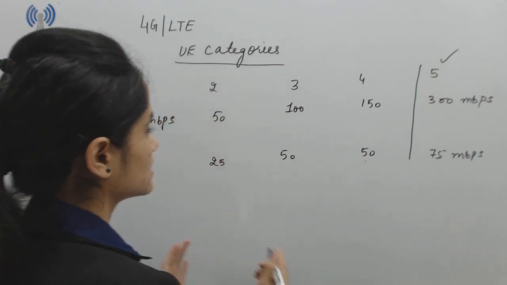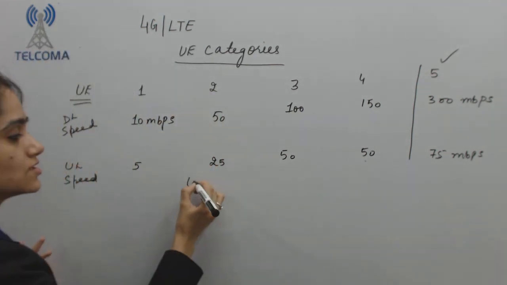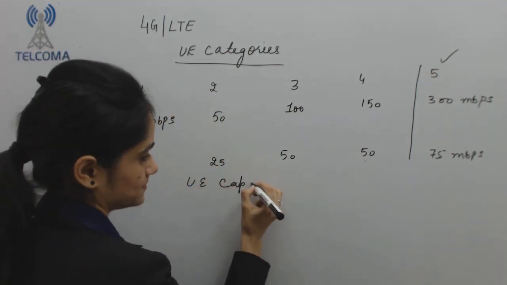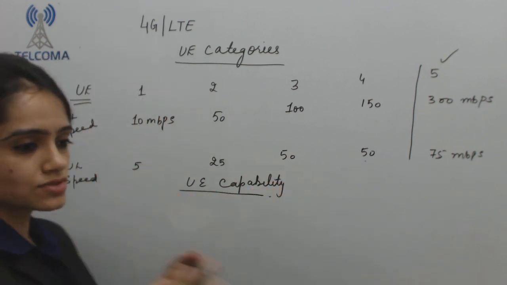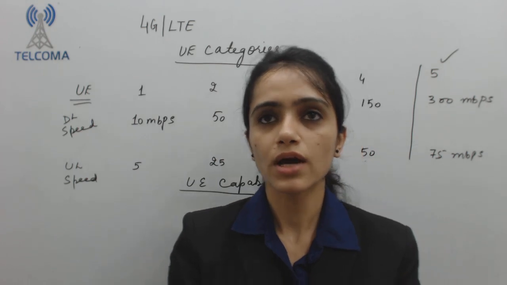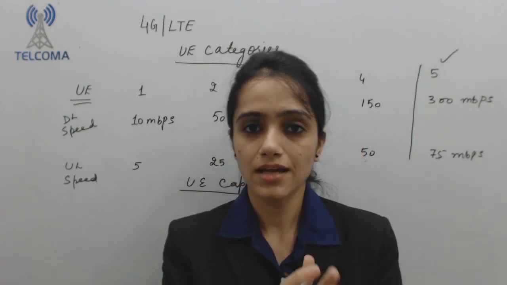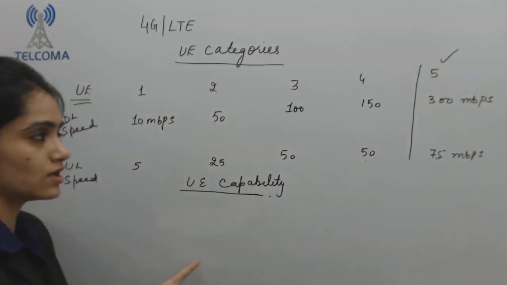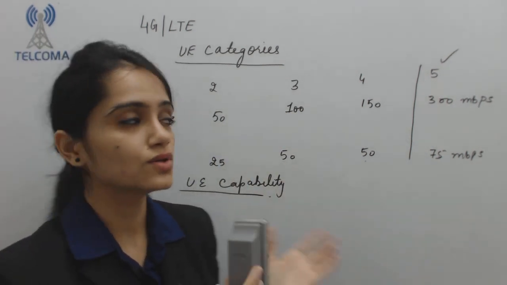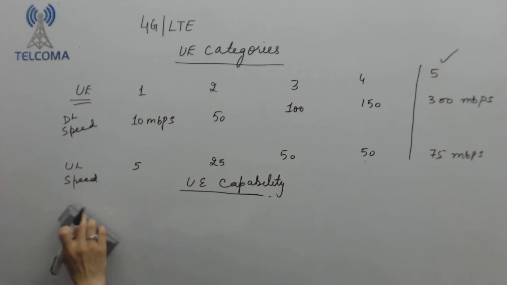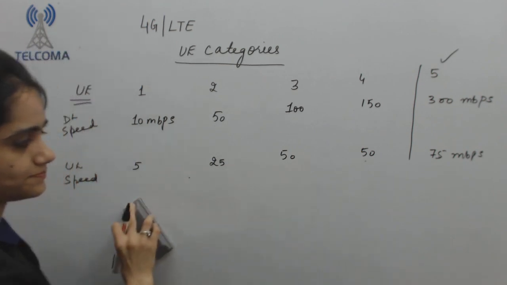So this is the UE categories, or I can say UE capability. That means how much capable your user equipment is to hold or to process the data is UE capability or UE category. So you need to purchase a UE equipment according to the category.